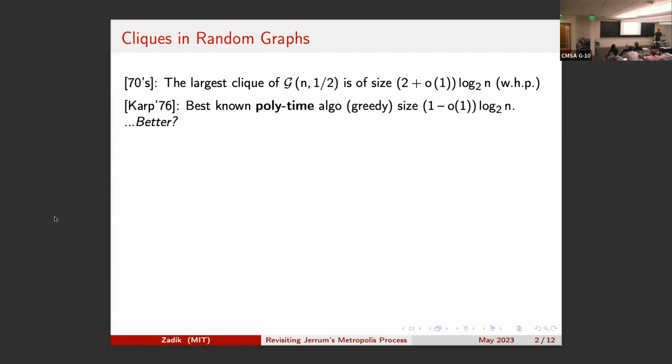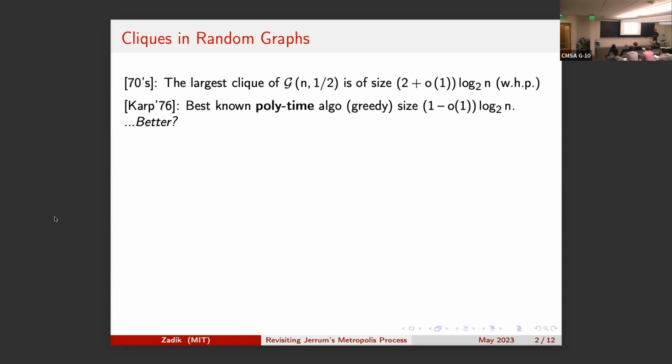There are some very simple greedy iterative procedures for creating such cliques, which I will not go into detail about, that can achieve half the optimum. So like log base 2 of n. Can you find (1 plus epsilon) log base 2 of n cliques in polynomial time? This was in '76, and to this day this is still open. It's one of the big open problems in algorithmic random graph theory. Can you find something better than just greedy? And okay, that's the story for large cliques in random graphs.